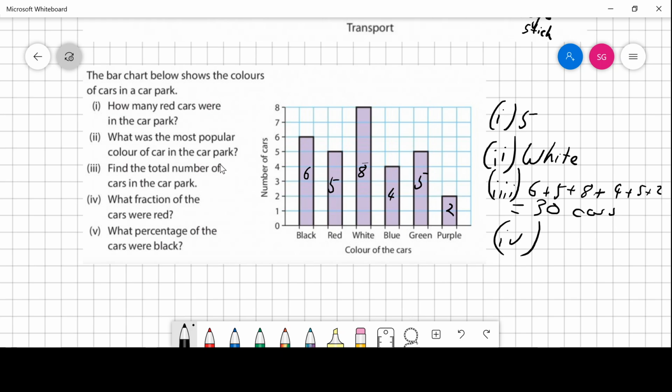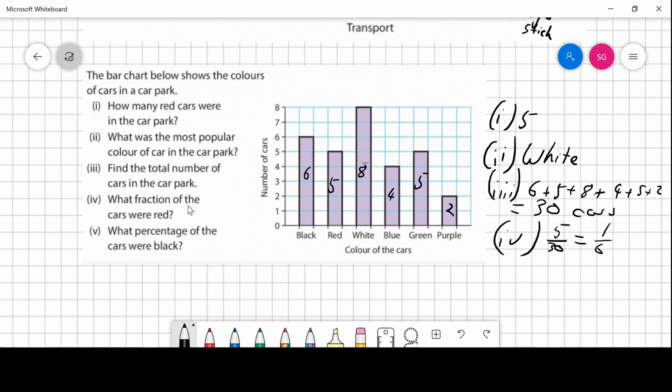Fourth part, what fraction of the cars were red? Well, 5 cars were red out of 30 cars, so 5 over 30 ends up equaling 1/6. And what I generally say here, girls, is before you start into a question where you know you're going to require information from an earlier question, check that earlier question, check if it's correct.